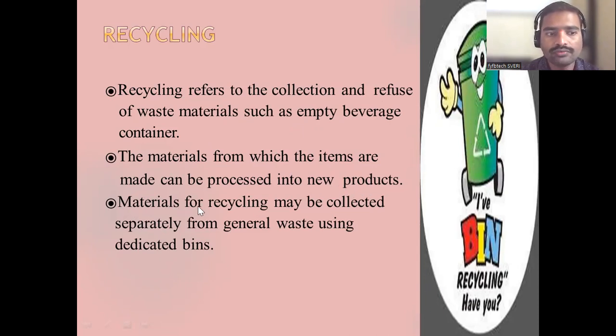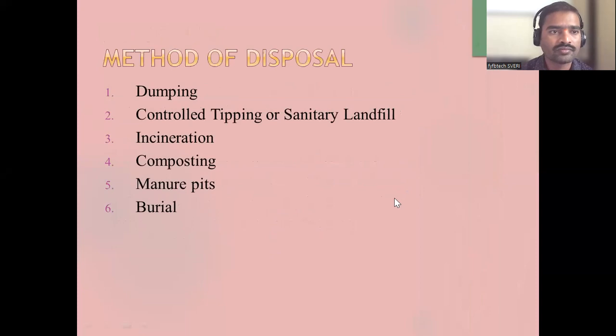The materials for recycling may be collected, separated from the general waste using dedicated bins. So whatever materials you are using for recycling may be collected separately from the general waste using dedicated bins. This is recycling. It means that one material is transferred into another material. That is recycling. So the last method is disposal.